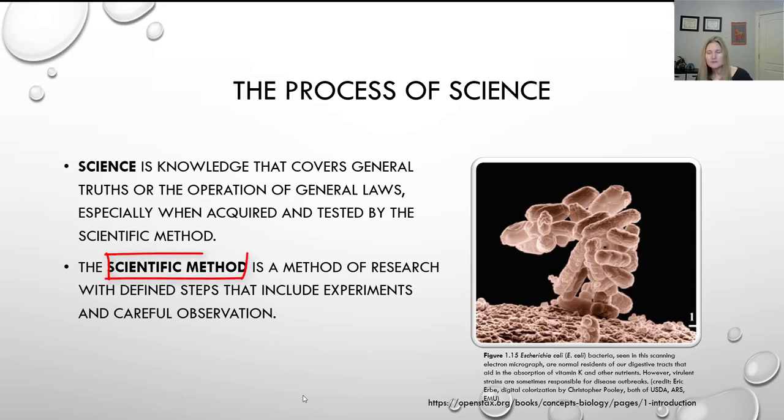So what is the scientific method? The scientific method is a method of research with defined steps that include experiments and careful observation. In science, we use the scientific method to address something we want to learn about. We can't just come up with a solution without testing it first. So science involves that step-by-step process.